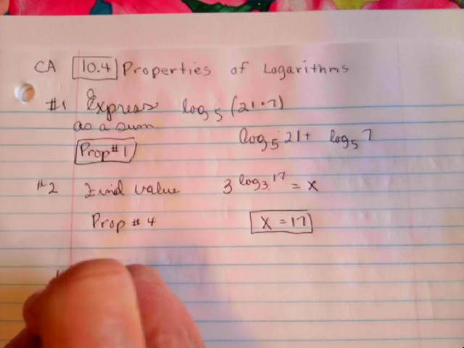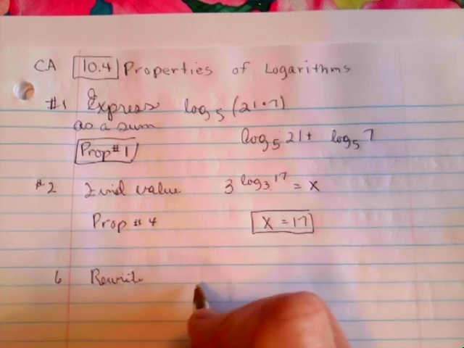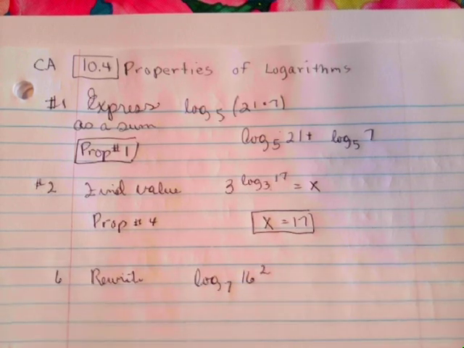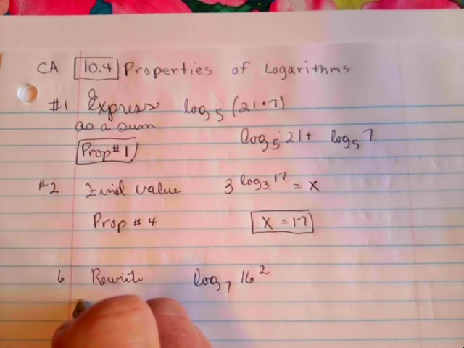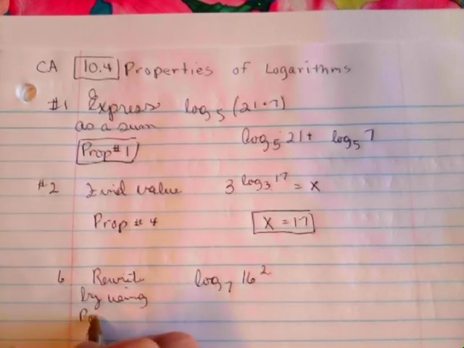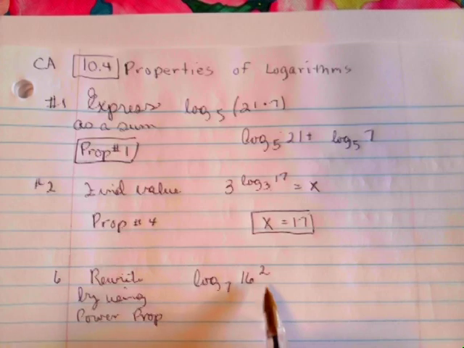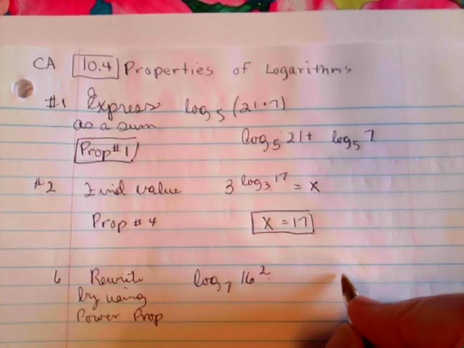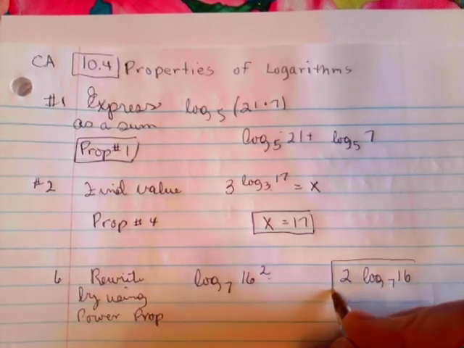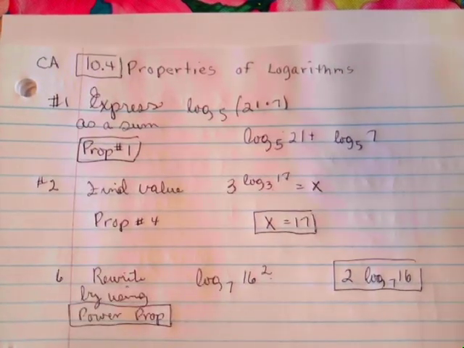Homework problem number 6. Rewrite log 7 of 16 equals 2 by using power property. That means when you have an exponent, bring it around in front and multiply by it. So 2 times log 7 of 16, that's what the power property says. If you have an exponent, bring it around in front and multiply by it.